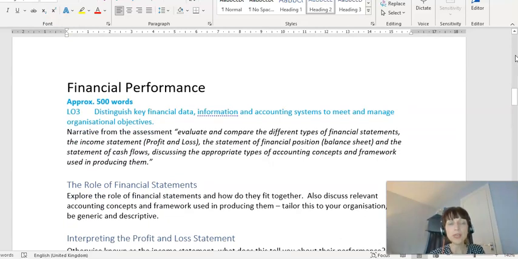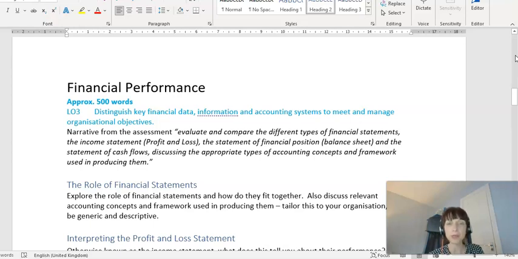The second one, we're going to look at their financial performance, and this is where we're examining their financial statements. So this is learning outcome 3, distinguishing key financial data and accounting systems. From the assessment, it said about evaluating and comparing the different types of financial statements and then looking at appropriate accounting concepts and frameworks used in producing them. I've only put 500 words here. I've made this section a little bit shorter, so we've got a bit more for the final one, the stakeholders. But if you want to put more in it, that's absolutely fine. But I think we could do this quite concisely.